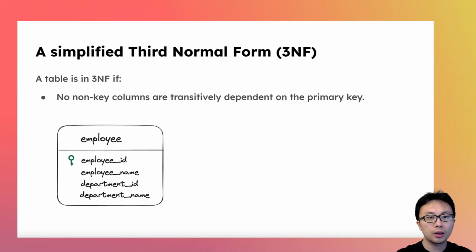For example, think about a table representing employees of a company. It has four columns and uses a surrogate key, employee ID, as the primary key.